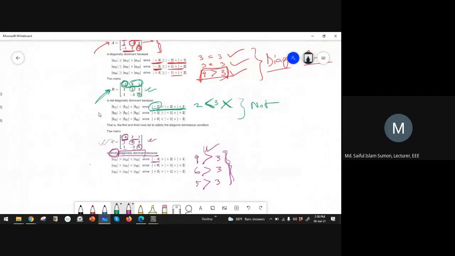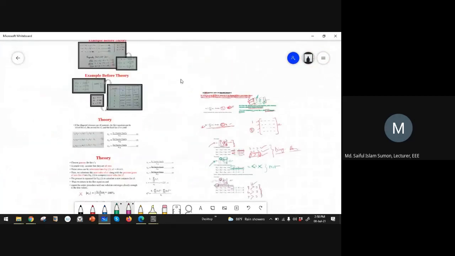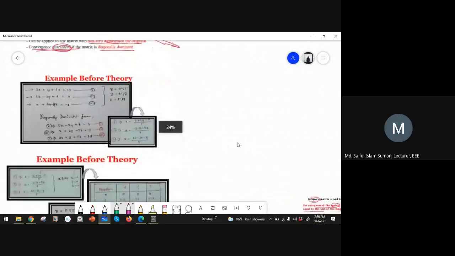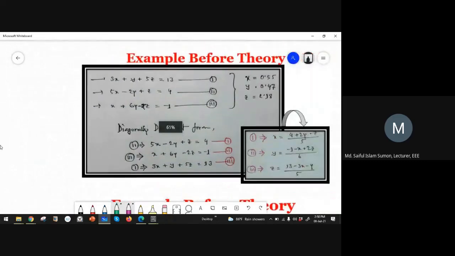Does anyone have any problem with this one? Anyone? No, sir, it's okay. Very good. So let's go for one example. After the example, we will be going for the main thing, and it's very simple. So half an hour will be enough, inshallah.